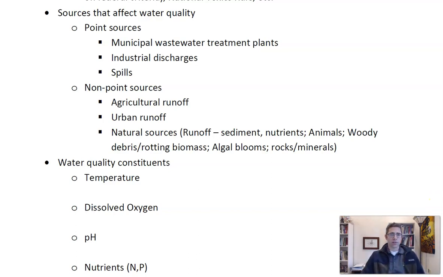Versus non-point sources, which can include mostly runoff, agricultural and urban runoff. This is where the source is distributed and can enter the water body from a lot of different areas. And thus it's harder to regulate these kinds of things. A lot of what has to be done is not treatment necessarily, but prevention of pollution in the first place. And natural sources can also contribute as a non-point source.